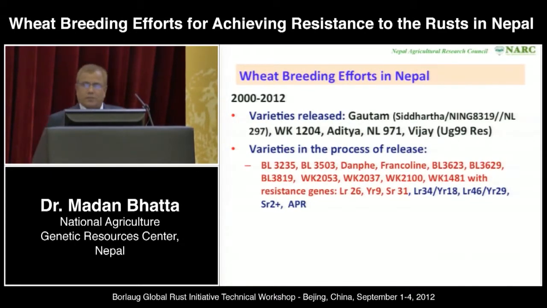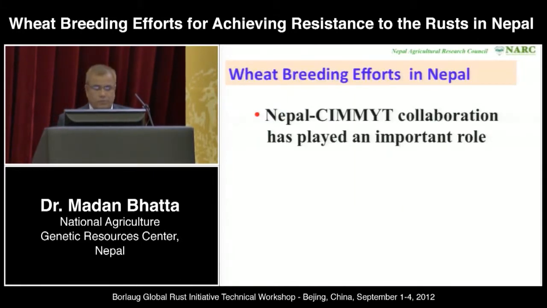Coming to 2000 to now, we released several varieties with new genetic background. And we have several varieties with LR34, YR18, LR46, YR29 background in the pipeline. And we already released one, WK1204, with this background for the hills.